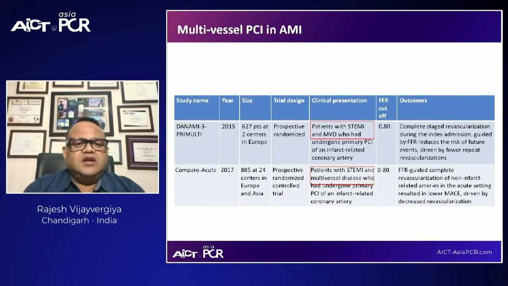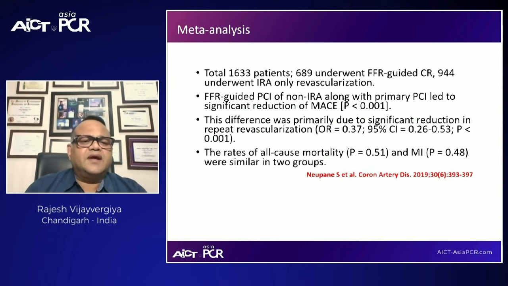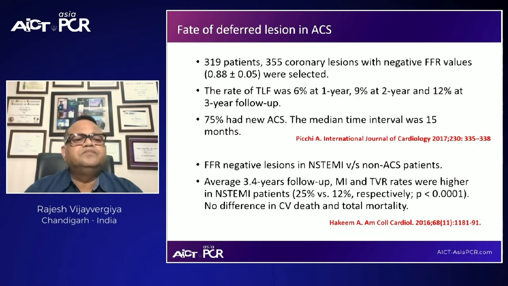Regarding acute myocardial infarction and the intervention of non-infarct related artery, there are two trials, DANAMI-3 and also COMPARE-ACUTE, in which the non-infarct related artery PCI has been done with FFR guidance, and it's been found in the meta-analysis that FFR-guided PCI of the non-infarct-related artery along with the primary PCI leads to significant reduction of MACE, and it's mainly because of significant reduction in repeat revascularization. Though the rate of all-cause mortality and also myocardial infarction remain similar in both groups.